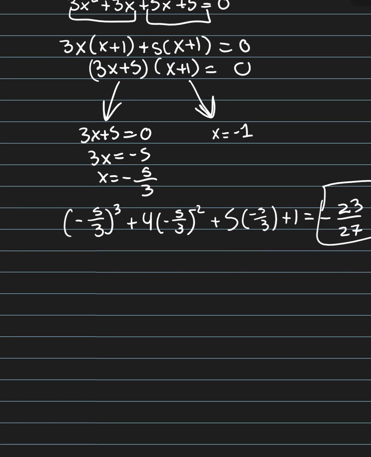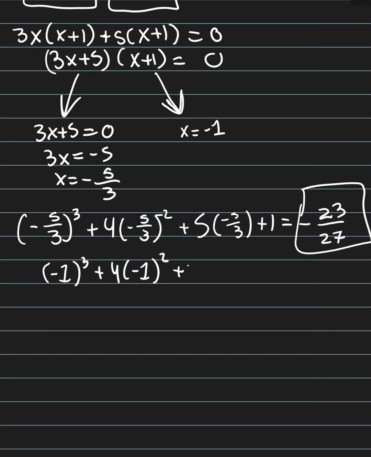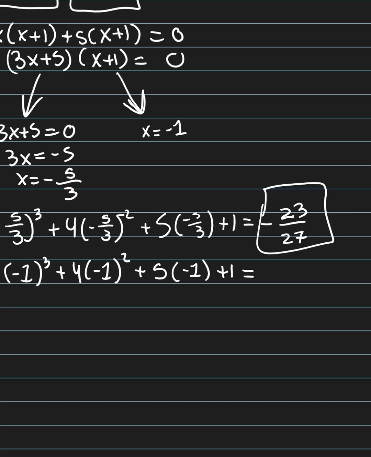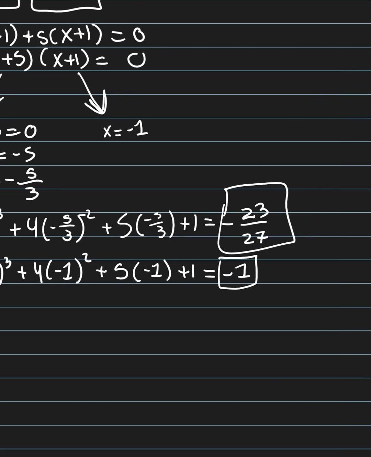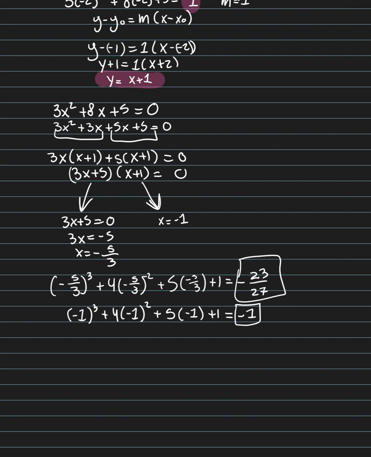Beautiful. And for the second one, it's going to be a lot simpler. So negative 1 cubed plus 4 times negative 1 squared plus 5 times negative 1 plus 1 on my calculator. I should be able to do this in my head, but I'm a little bit tired. So negative 1 cubed plus 4 times negative 1 squared plus 5 times negative 1 plus 1 should equal negative 1. Beautiful. Absolutely gorgeous. So now that we have these, let's just verify all of our answers to make sure that they are mathematically correct.